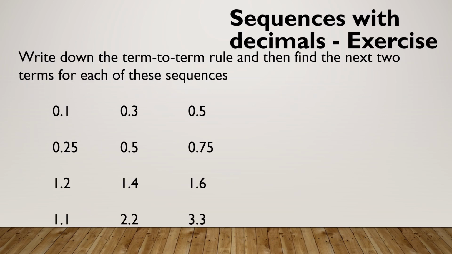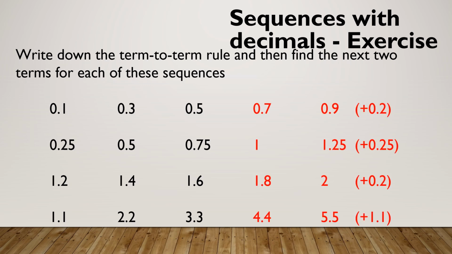Okay, here's 4 more for you. I would like you to find the next 2 terms of each sequence, so the next 2 numbers, and also the term-to-term rule. Pause and give it a go, please. Okay, let's check this out. Hopefully this is what you got. So any questions, don't forget, pop them in the comments. Happy to help. Let's see what this is going to look like in an exam situation.